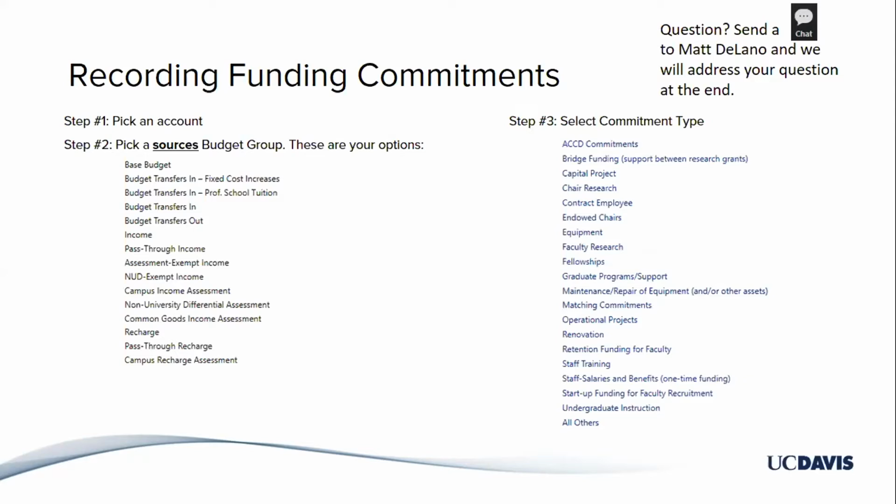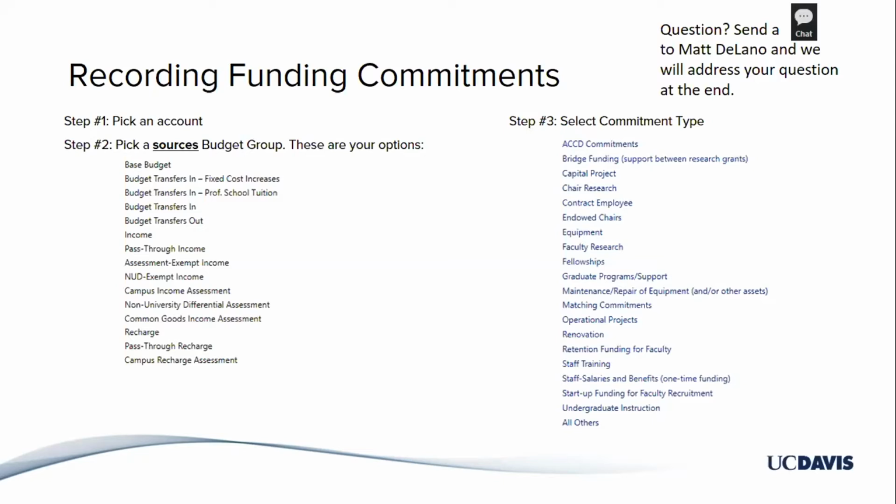But step one is you have to pick an account, and as most of you know by now, in AggieBudget, everything's built out at the account level. And so you pick the account that you want the commitment to be recorded as.